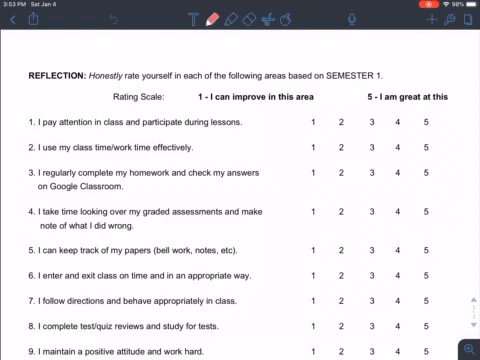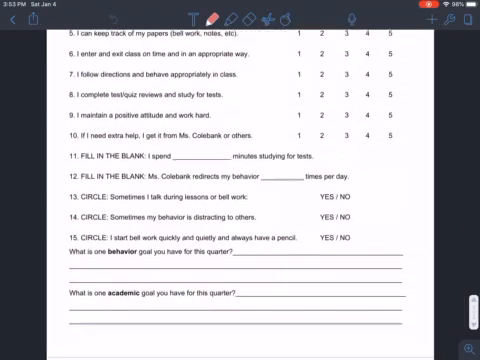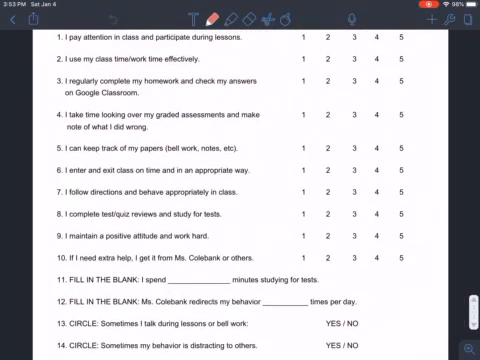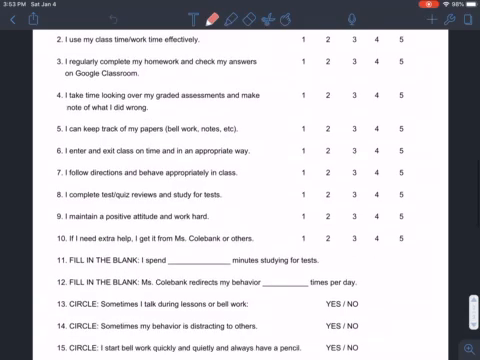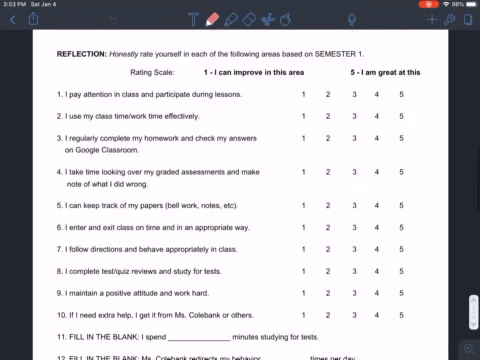The rating scale is 1, I can improve in this area, and then 5 is I'm great in this area, or you can be anywhere in between. So 1, 2, 3, 4, or 5. So I'm going to go through and read these statements. My suggestion is after I read the statement, you pause it, think about it, give yourself a rating, and then we can kind of work through this.